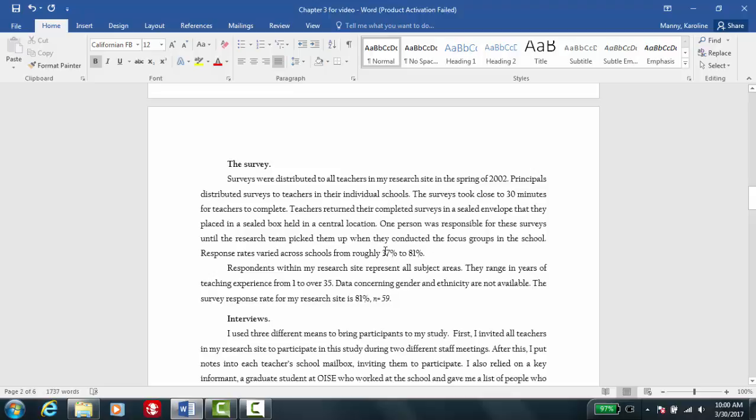It also gives you the response rate across all schools, because there was more than one school that was part of the study. But the actual research site that I focused on, the response rate was 81%. And the N of 59 tells you how many participants actually answered the survey.